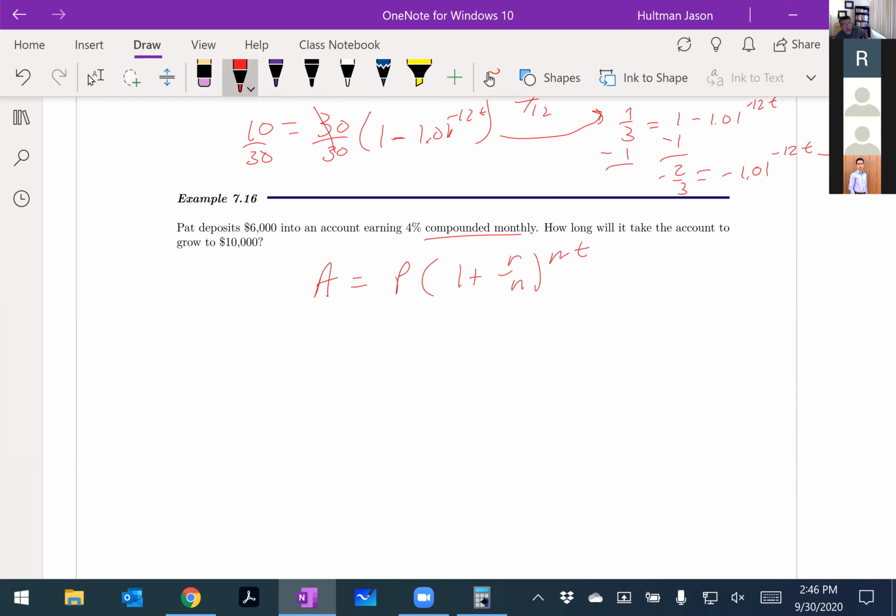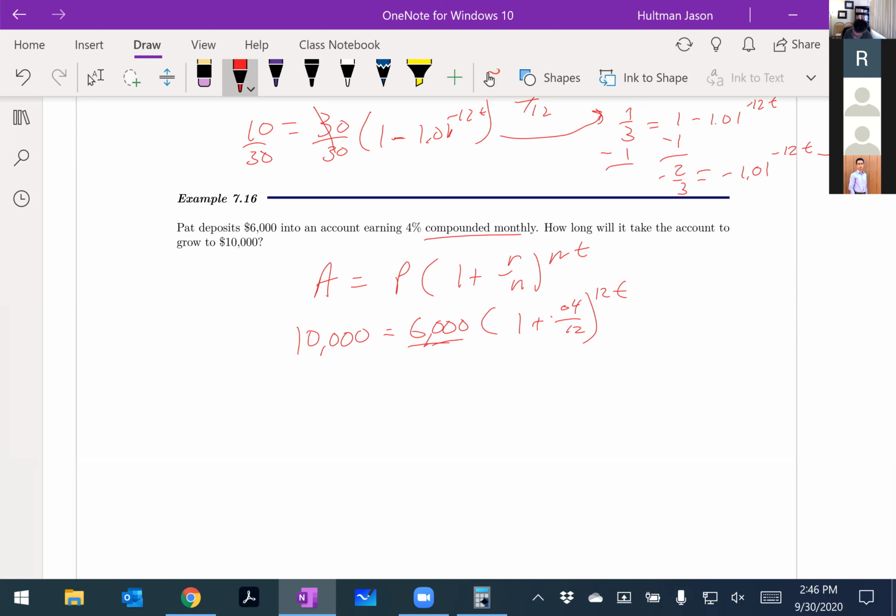So it's not the loan. The loan formula is a little bit more complicated, but this is just compounded monthly. We want it to grow to 10,000. That's the final value. The present value is 6,000 that I plug in, at 4%, so 0.04 over 12. That's 12, and I want to solve for time again, so 12t. Let's simplify what we can, and then deal with what we can't.